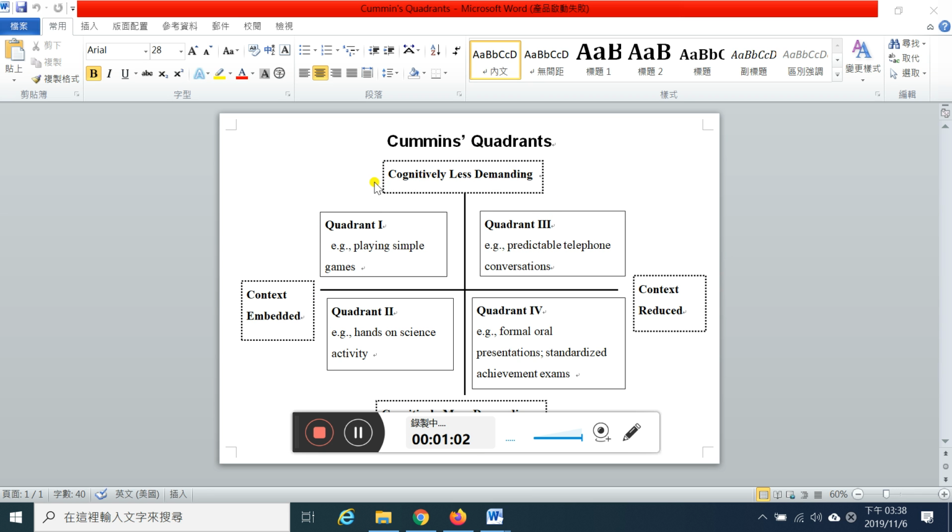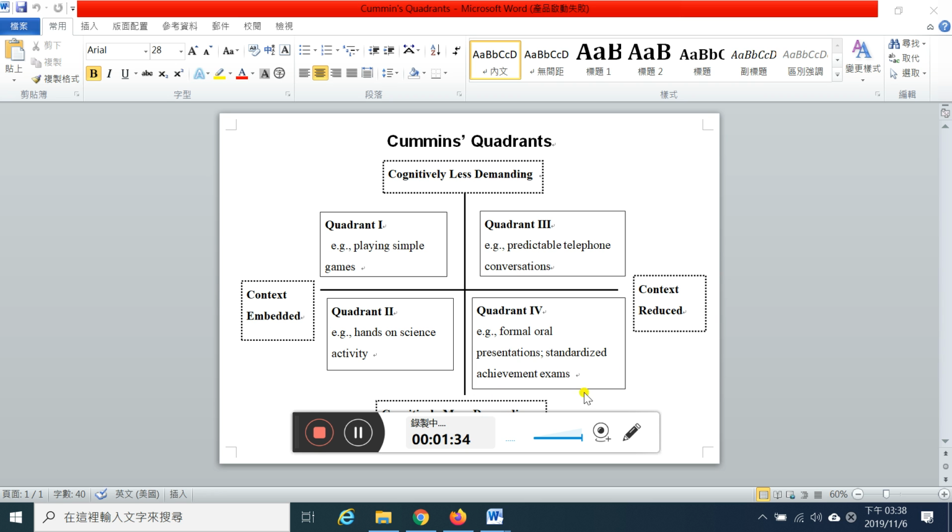The top of the quadrant is called cognitively less demanding, which means that the learning content is more concrete. So please write down more concrete. More concrete means it's easier for people to understand. For example, if we use English to buy food or buy stuff, that's easy.